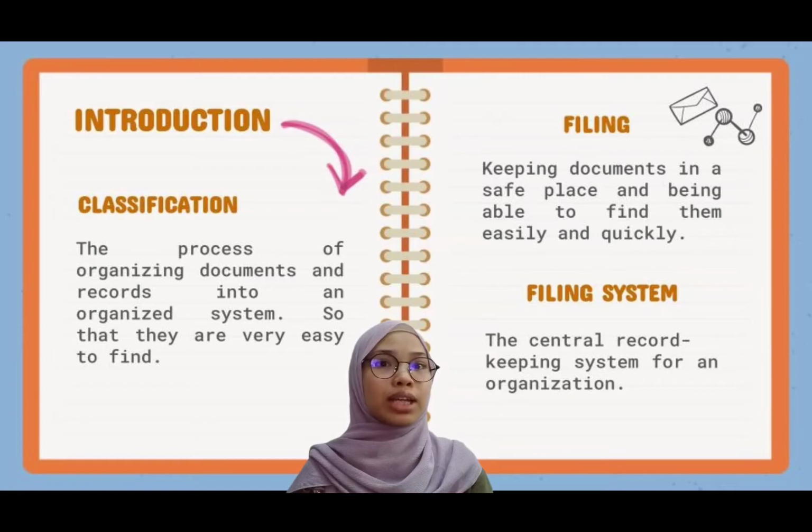Meanwhile, document filing entails storing documents securely and making them simple to locate. For example, an official document kept in a file is less likely to rip, disappear, or get soiled. On top of that, a filing system can be described as the central record-keeping system for an organization. It assists organizations to manage records systematically as well as helps employees retrieve information easily.